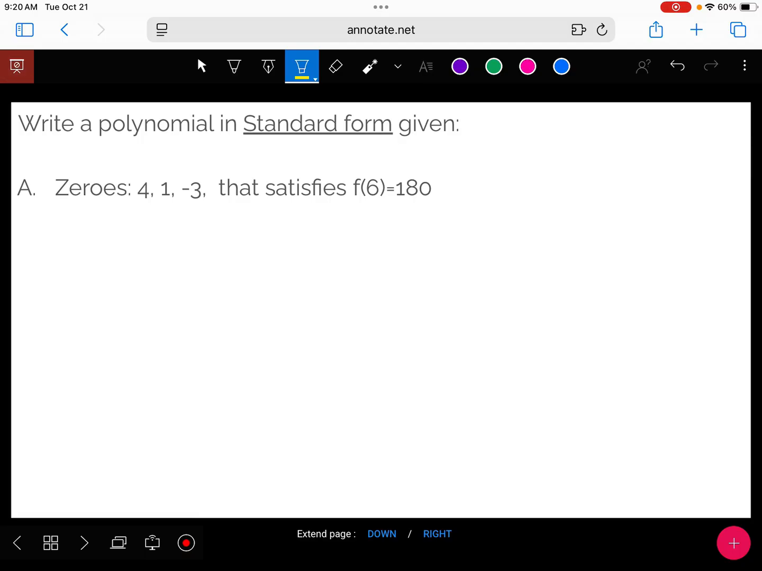So, our next problem, we're going to be trying to write an equation for a polynomial in standard form. So now we are going to multiply it out, and we need to have our a value. Whole kit and caboodle. We're given some zeros, and we're given a condition. We're given a point. So we're told we have zeros at 4, 1, and negative 3, and that f of 6 equals 180. I'm going to give you guys a second to write that all down.